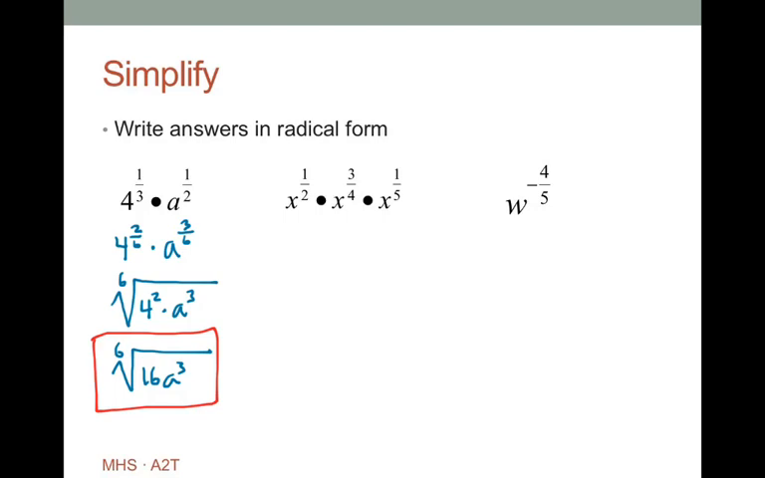Okay, so what I did is I found the two fractions. In order to combine them under one radical, they needed to have the same index. So I went from 1/3 and 1/2 to having 2/6 and 3/6. Now I can put them under the same radical. Now I've got 4 squared times a cubed, which is 16a cubed, all over the radical raised to the 6th power, 6th root, I should say.